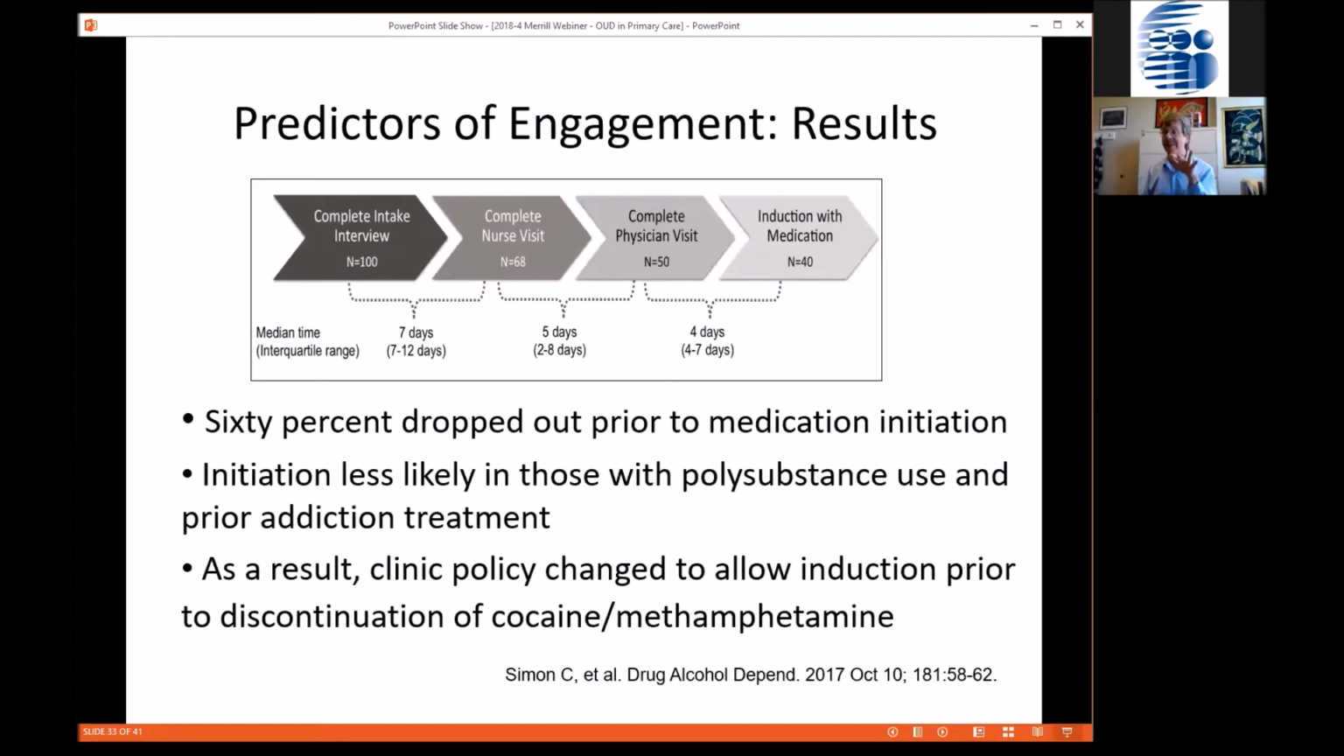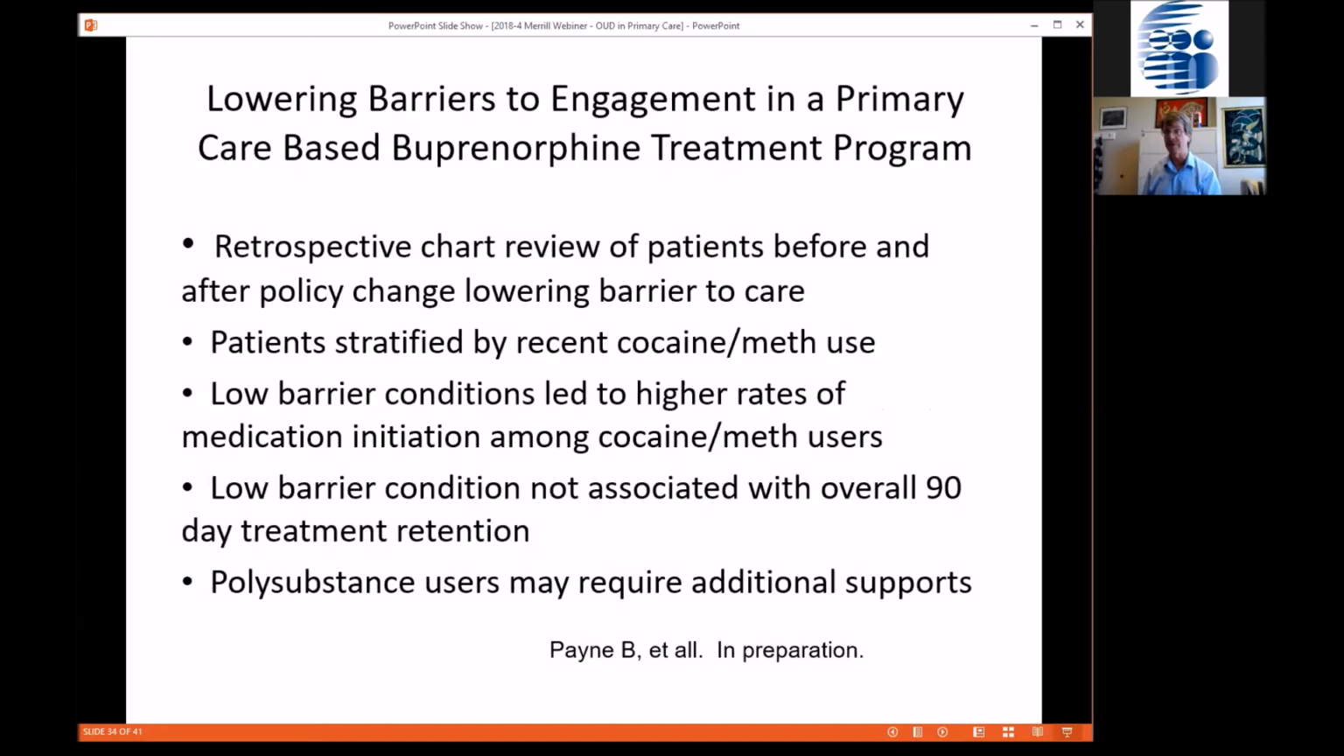So as a result, we decided to change the policy. We said, we think we should try and lower our barrier to treatment. And so we took that away. And then we looked at it again. This was a different medical student. This project is less far along, but we do have results. So, lowering barriers to engagement in primary care-based buprenorphine treatment.